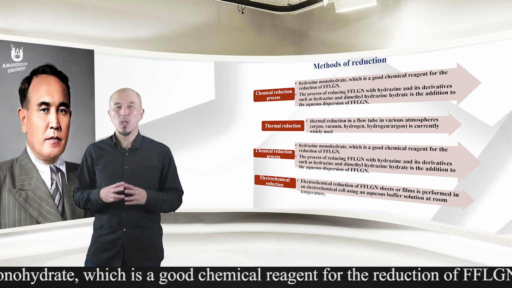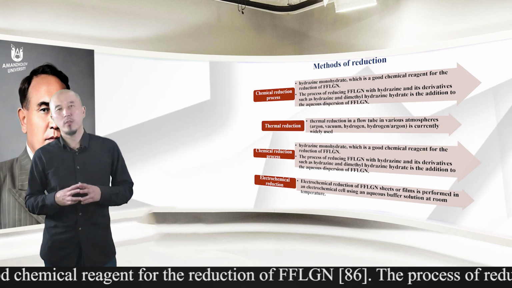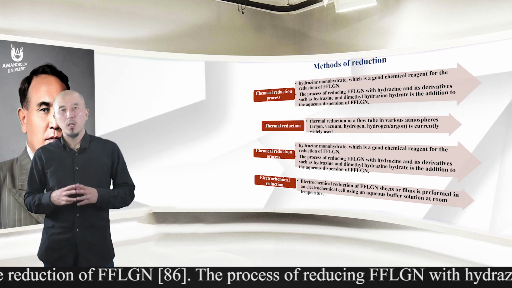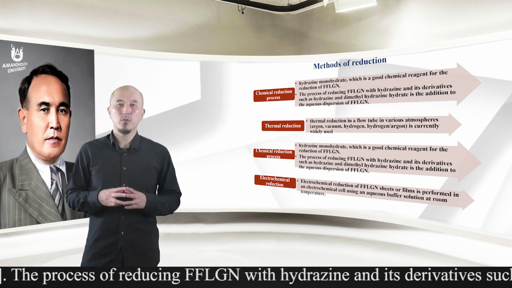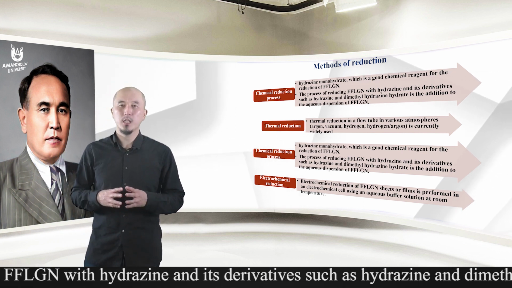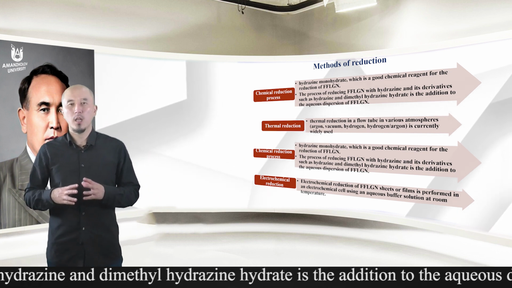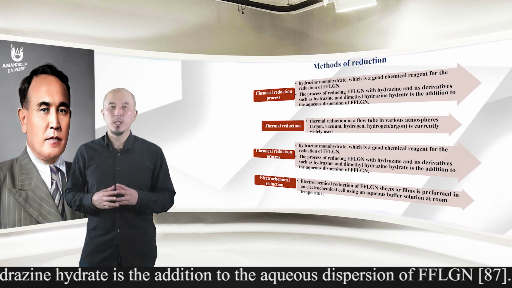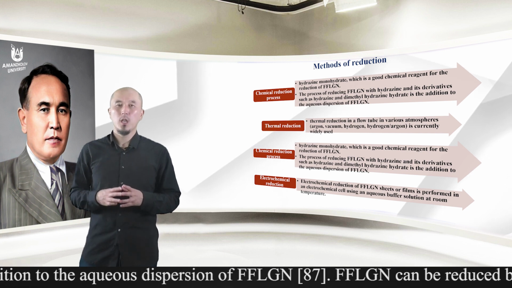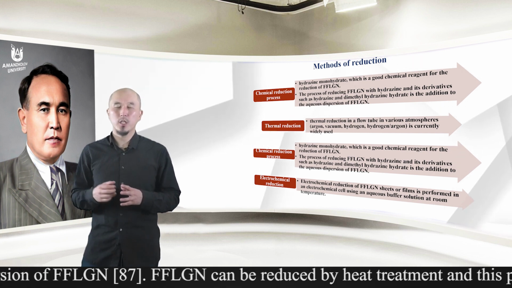Various chemical reagents are used in chemical reduction processes, but one of the most common is hydrazine monohydrate, which is a good chemical reagent for the reduction of FFLGN. The process of reducing FFLGN with hydrazine and its derivatives, such as hydrazine and dimethylhydrazine hydrate, is the addition to the aqueous dispersion of FFLGN.